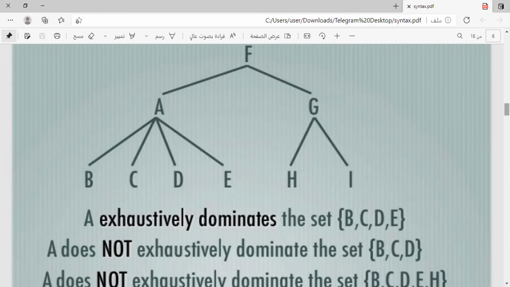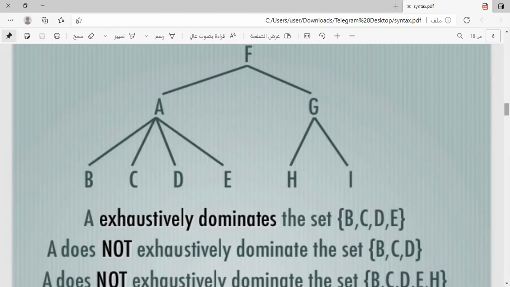You are absolutely right. But why? Because H has another node, which is G. Because H is not dominated by A. H is dominated by G, not by A. Excellent. Now, why did you say in line one that A exhaustively dominates the set B, C, D, E? Explain, Ru'a, for us. A consists of B, C, D, and E. B, C, D, and E constitute the constituent A.